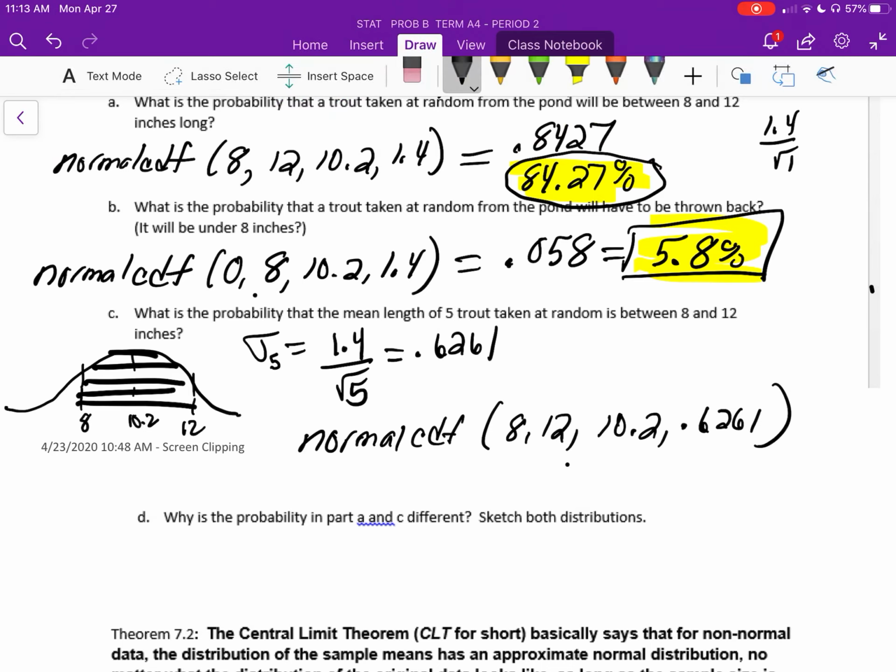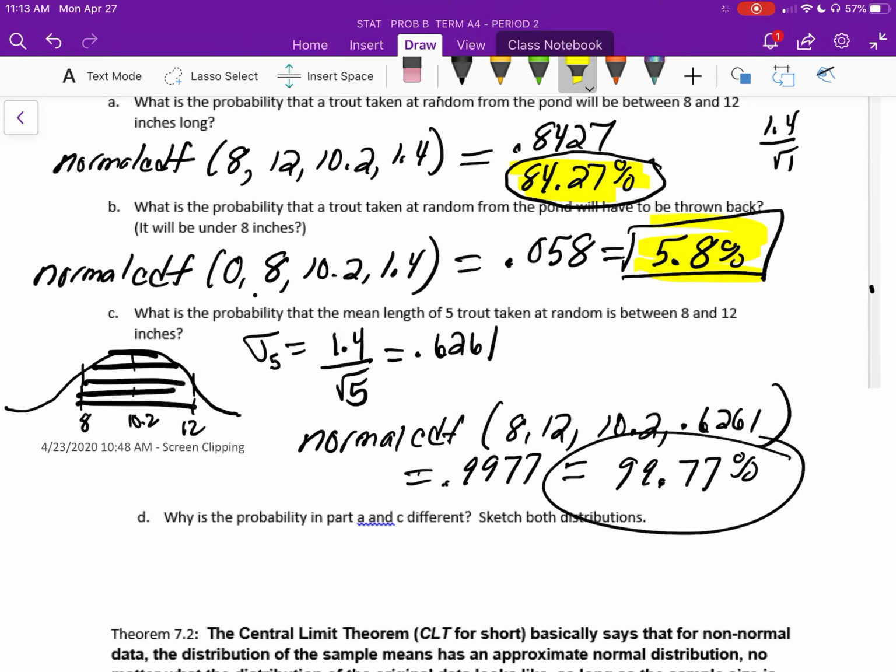I wish I were there to talk to you about this in person. But as we reduce our standard deviation, we increase the probability of it happening, which means there's less chance of variation, which means there's more chance of it actually happening.